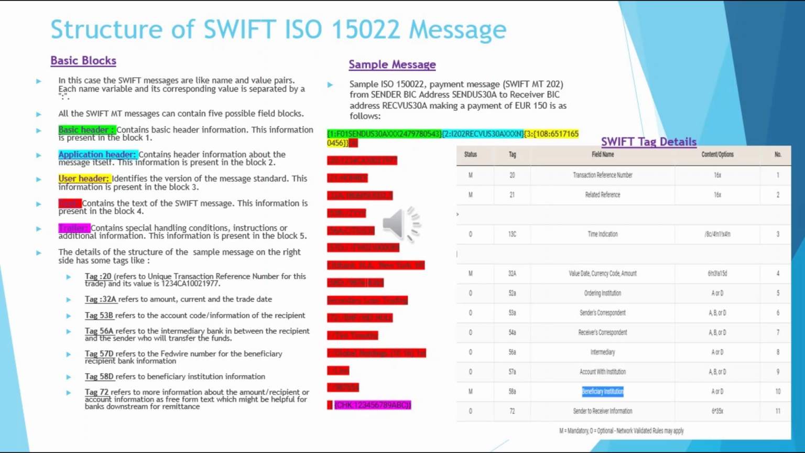User block is highlighted in yellow color. It contains a 108 tag, which is an MUR, or message unique identifier, for this particular message. Now the text block contains the actual body of the message in detail, which is highlighted in red color, and contains the information about the amount, the receiver bank, the intermediary, and all the payment details, all mentioned in this fourth block.